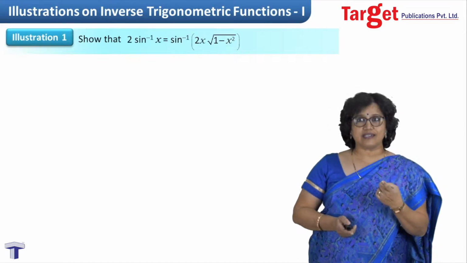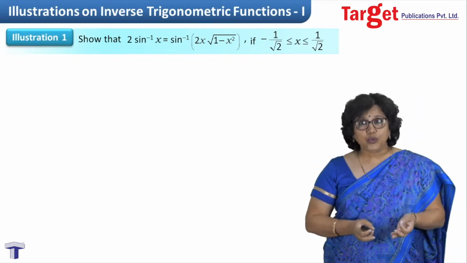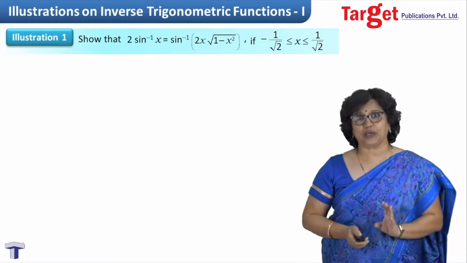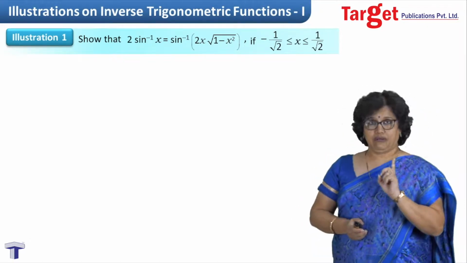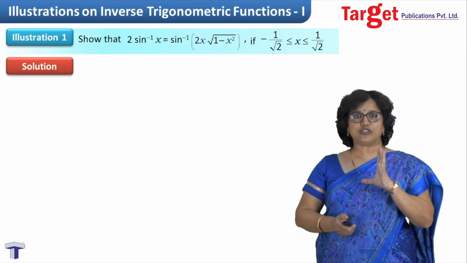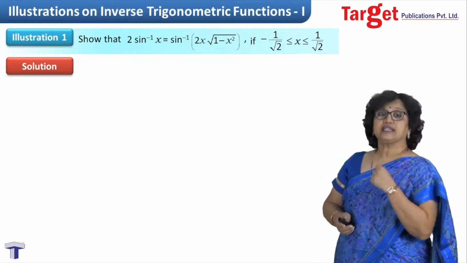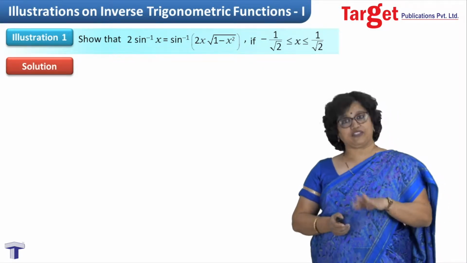So my first illustration is: show that 2 sine inverse x equals sine inverse of 2x times under root 1 minus x square, if x is between minus 1 upon root 2 and plus 1 upon root 2. Now when I read this question, what comes to my mind is why that condition is given, that x lies between minus 1 by root 2 and plus 1 by root 2.